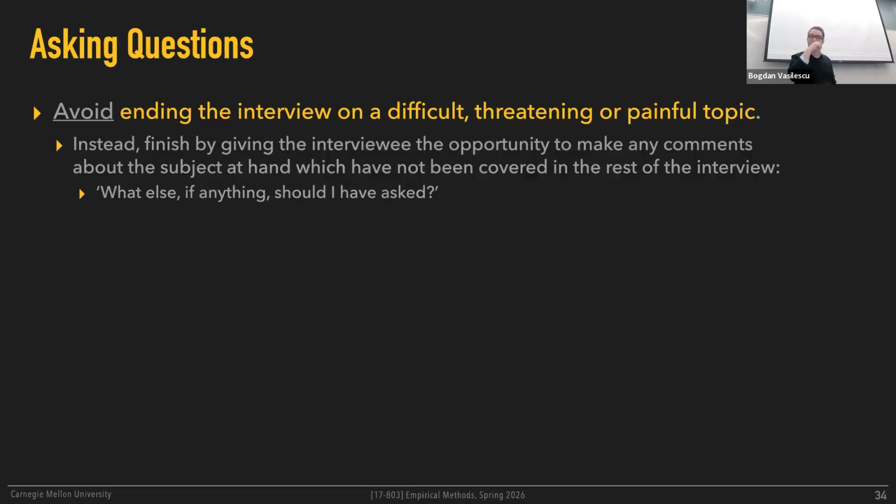Also avoid ending the interview on some difficult, sensitive topic that might leave your participants feeling bad about having talked to you in the first place. It's always safe to end with open-ended questions like: What, if anything else, should I have asked you about? What am I missing? Is there anything more you want to tell me? Try to avoid ending on some threatening topic like: Your productivity is not high enough, you should probably talk to your manager about your future at this company.